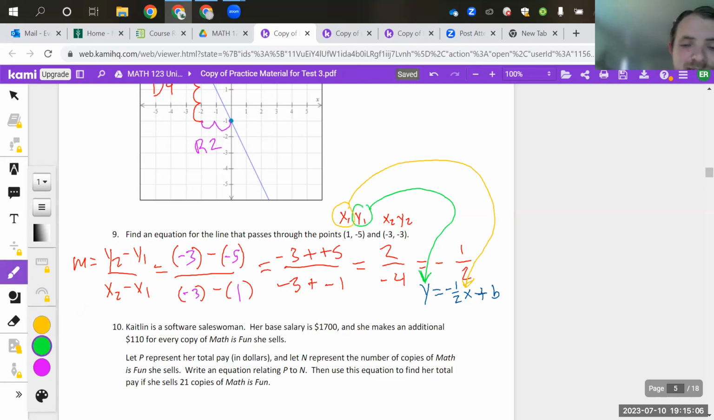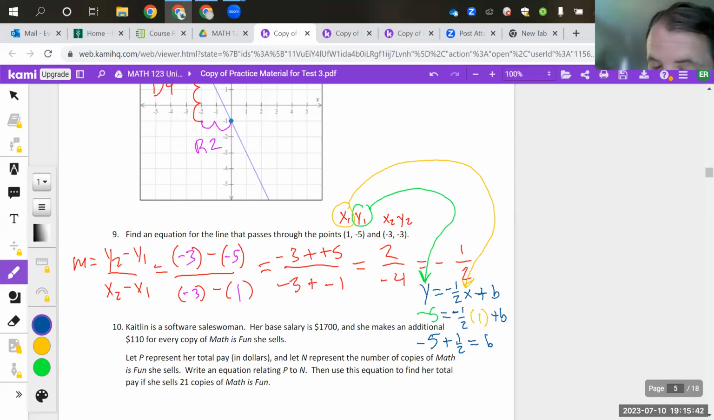You don't know what b is. So that gives you a -5 equaling -1/2 times 1. Notice I chose the 1 on purpose because I didn't want to deal with a negative if I don't have to. And so when I add that negative, that stays as a -1/2 right there. So to get b by itself, I have to add it to the other side. So I have to do -5 plus 1/2 equaling b.